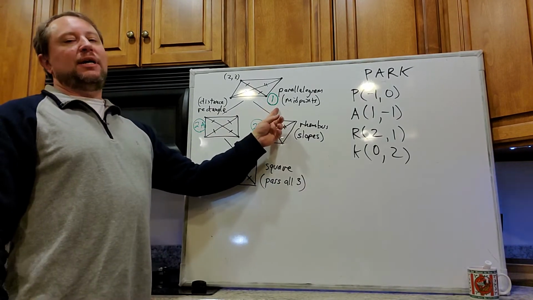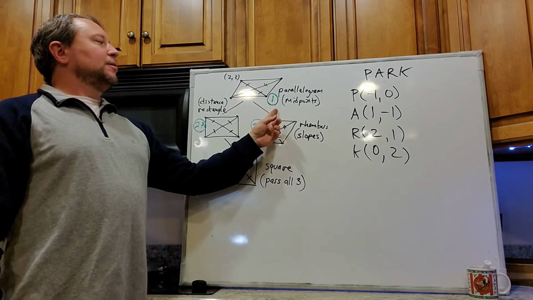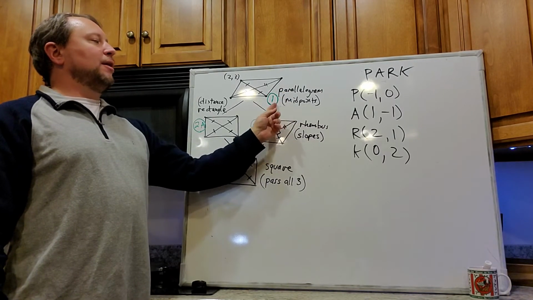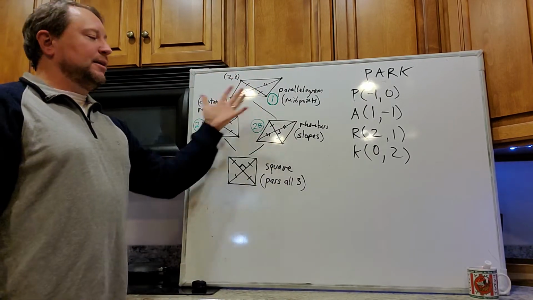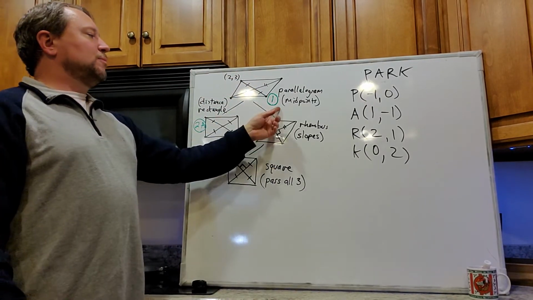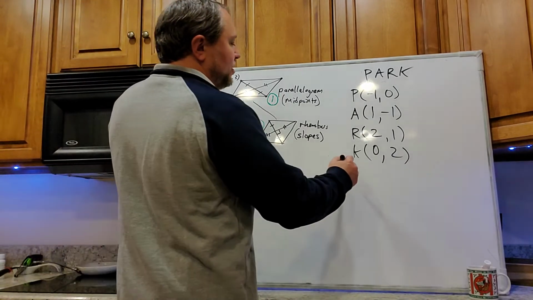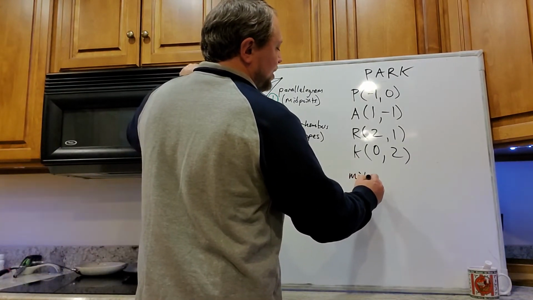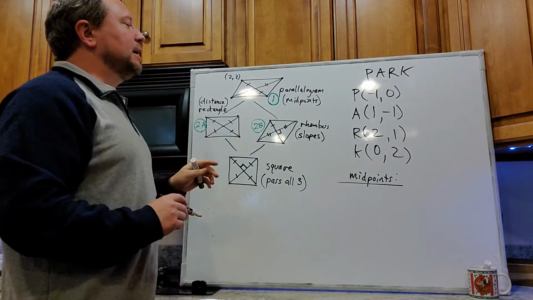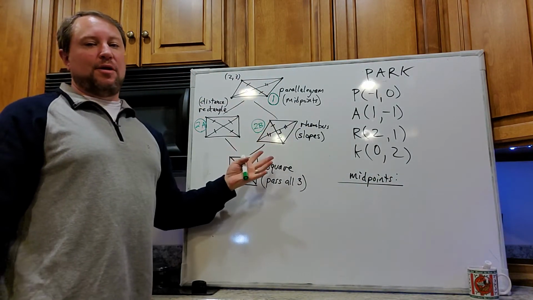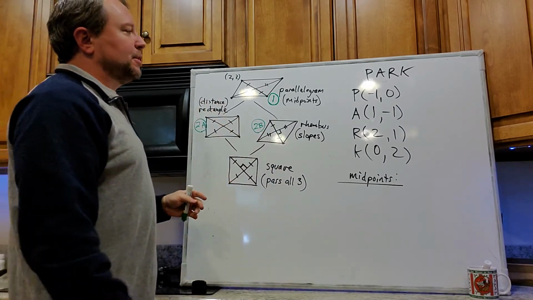Now again, your first test should always be this one, because if it fails the parallelogram test, meaning it's not a parallelogram, then it can't be any of these shapes. So you always want to do that first. So we always want to check our midpoints first here. Now again, we're talking about the diagonals on all these. So it's the midpoints of the diagonals.